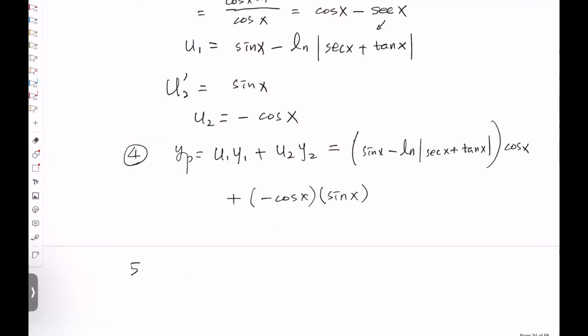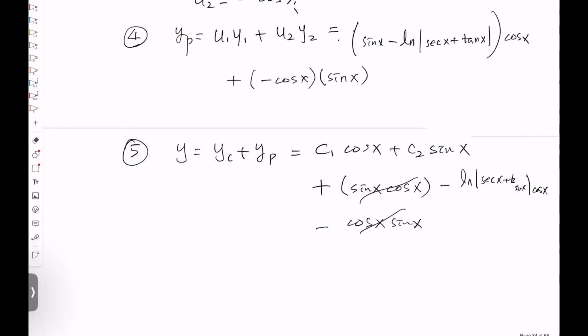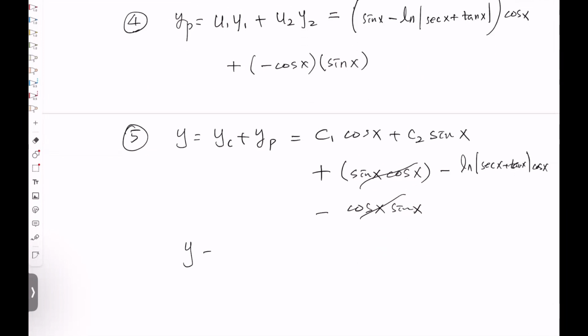And step number 5, c1 cosine x plus c2 sine x, that's the y sub c, plus yp, minus cosine x sine x, and these cancel. So our final answer is y equals c1 cosine x plus c2 sine x minus ln of secant x plus tangent x, times cosine x.